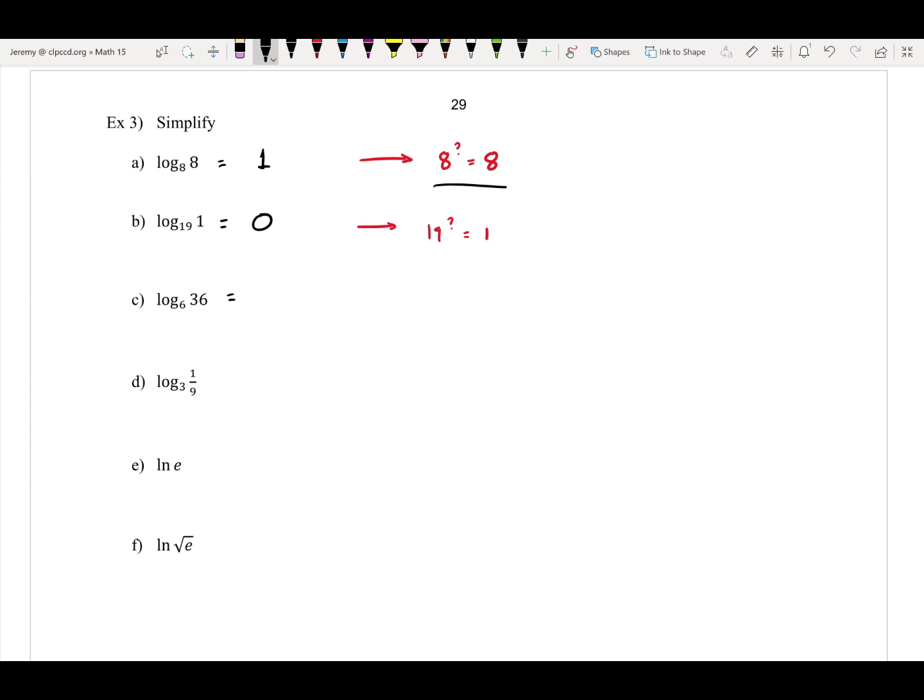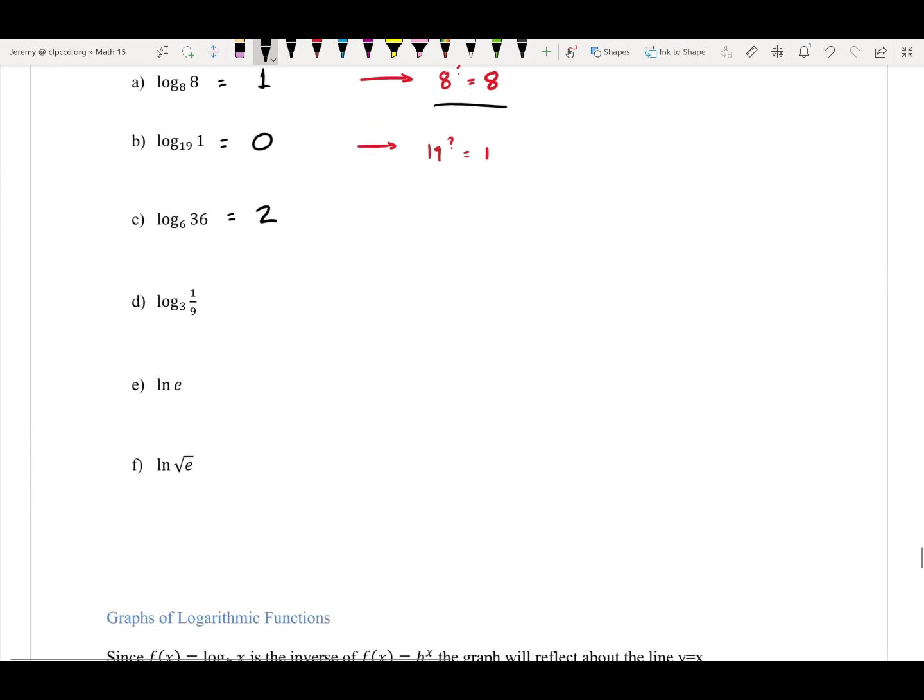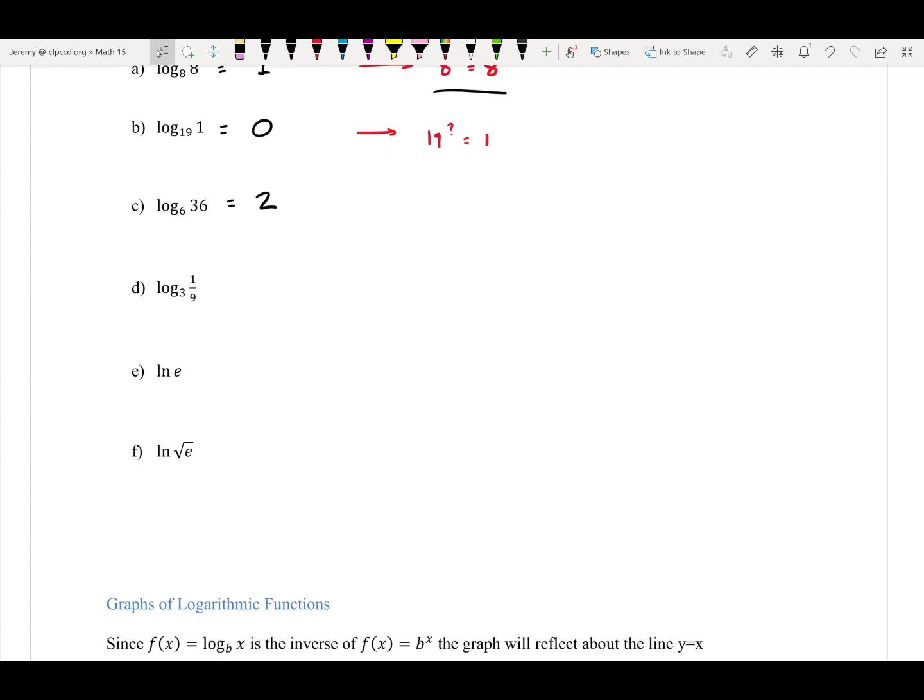So how about this one? 6 to what power gives us 36? Well, 6 squared gives us 36. How about this one? 3 to what power gives us 1/9?